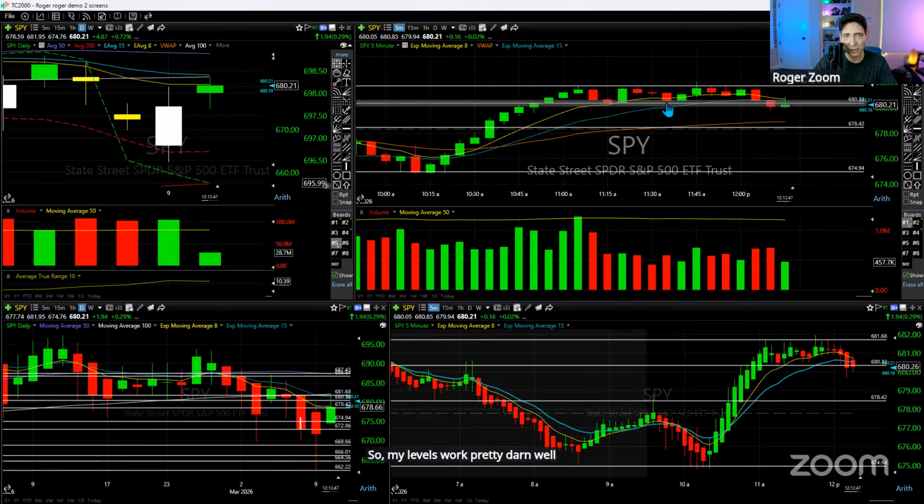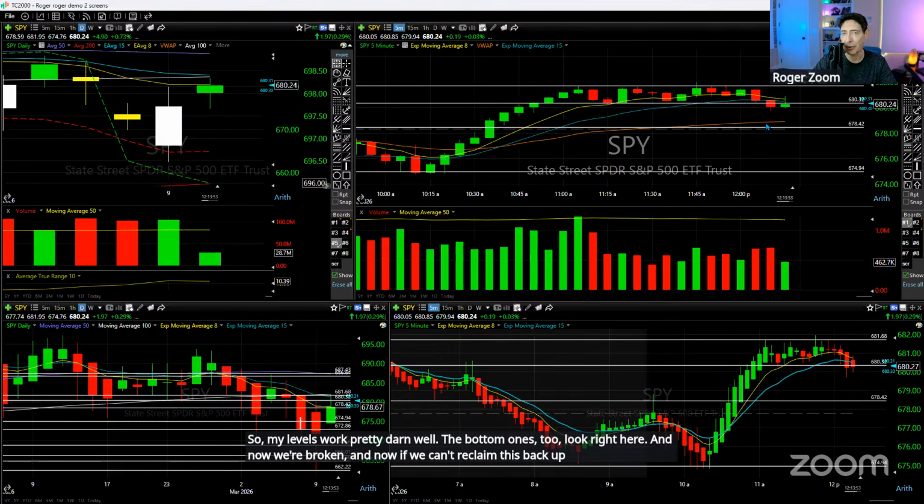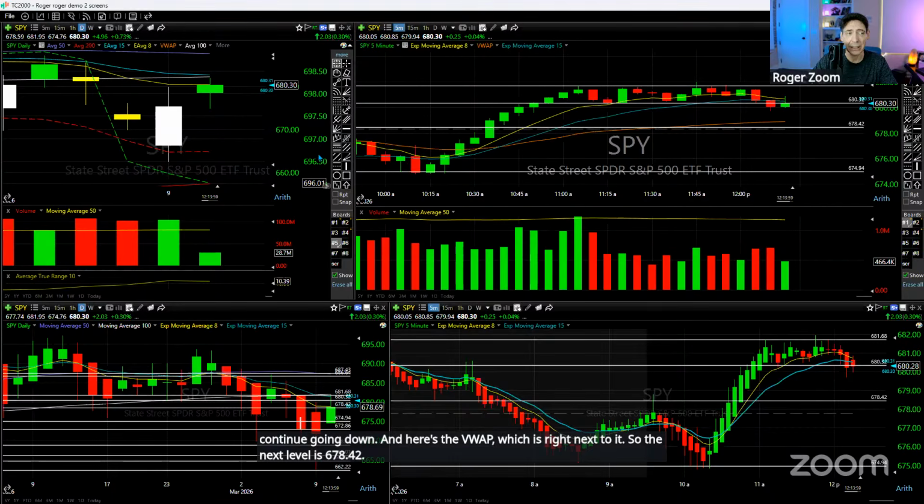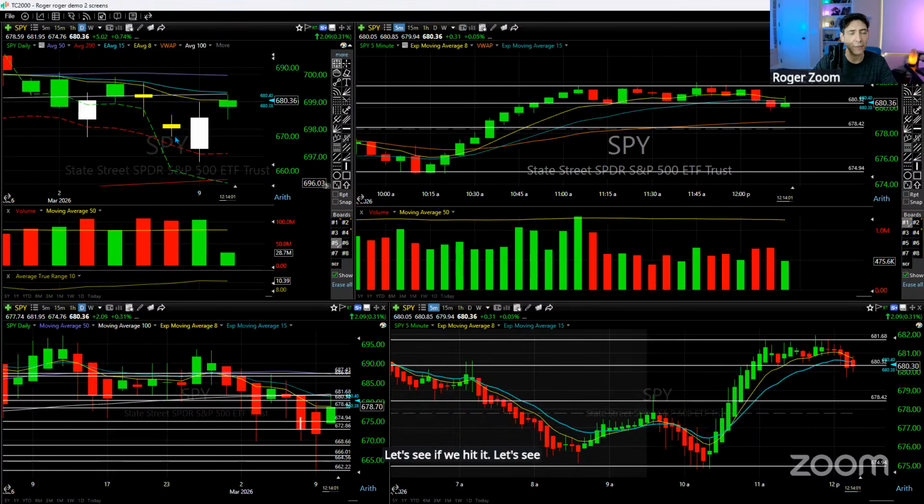The bottom ones too, look right here. And now we're broken. And now if we can't reclaim this back up, we're going to continue going down. And here's the VWAP, which is right next to it. So the next level is 678.42. Let's see if we hit it. Let's see how far down we get.